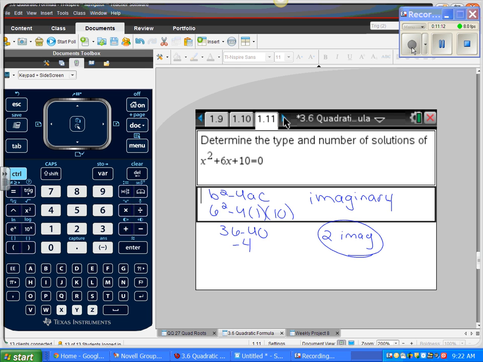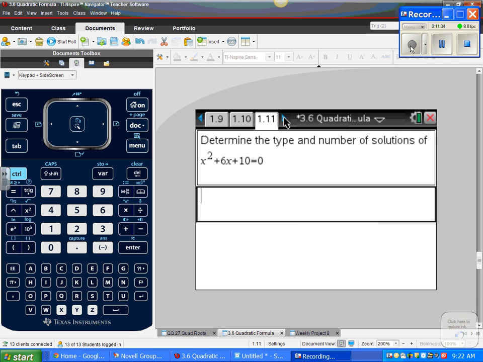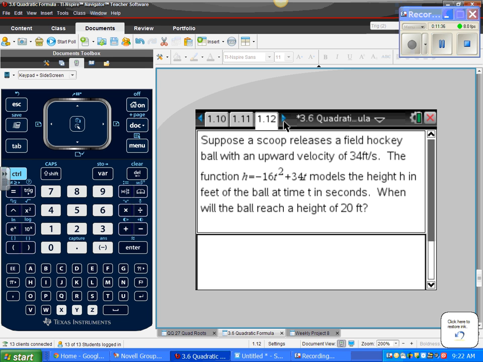Okay, what do you think? Pretty simple? Good. Got one more to do. Ready? Okay, so the next one is a word problem.